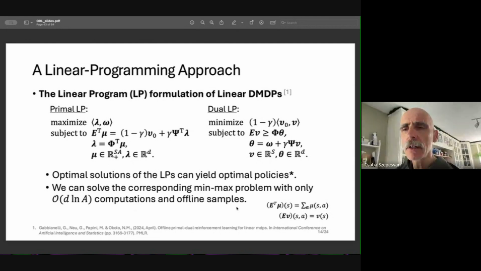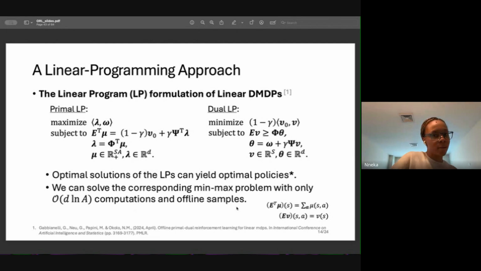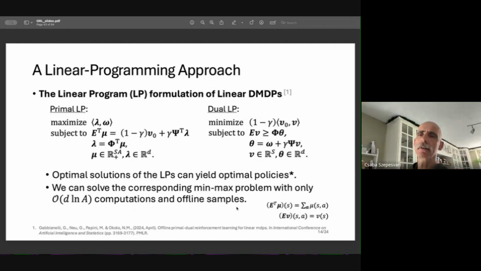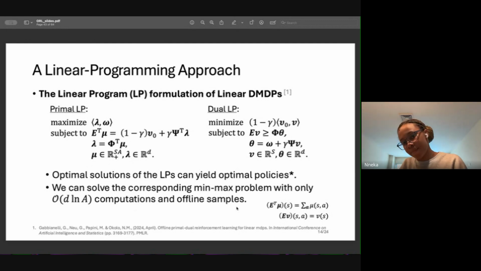What method? For an iterative method. Iterative method. Yeah. Okay. All right. Okay.